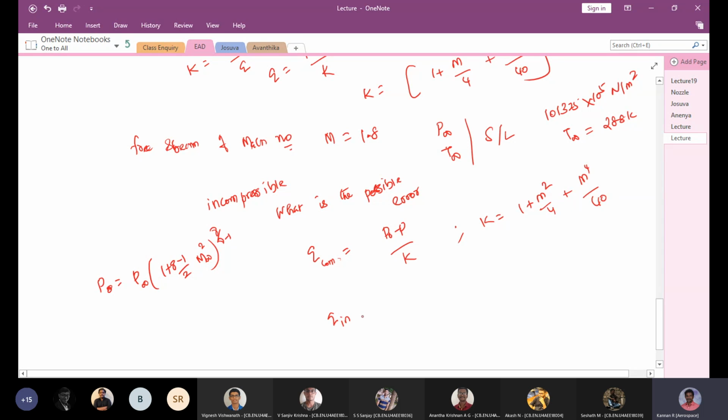If you treat it as Q incompressible, K is going to be 1, so it's going to be P naught minus P. See the percentage error, how much is the percentage error? Q compressible minus Q incompressible, divided by Q compressible, into 100. That is going to give your error. Find out that.